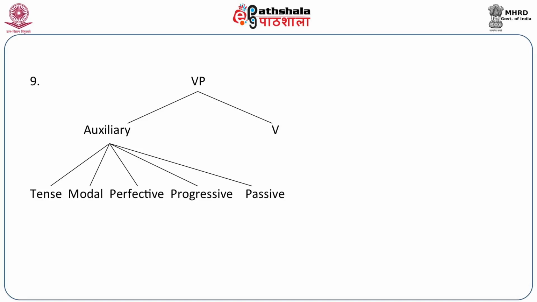So this tense is marked on the modal if there is a modal. If there is no modal, it will be marked on the perfective if there is a perfective. But if there is neither modal or perfective but there is progressive, then it will be marked on the progressive. But if none of them is there but passive is there, then it will be marked on the passive. But if none of these auxiliary verbs are there, tense in that case will be marked on the main verb.